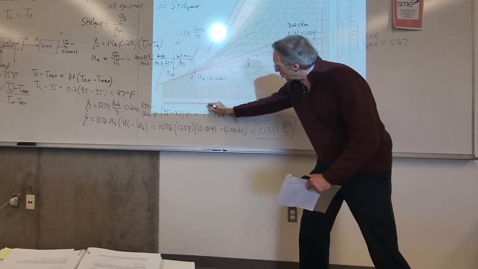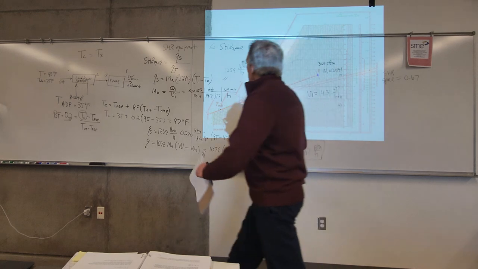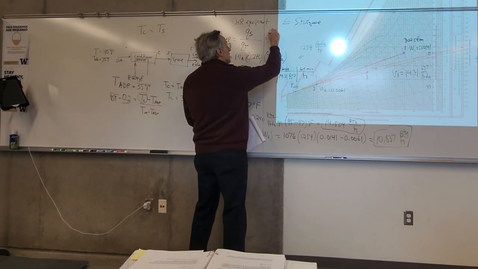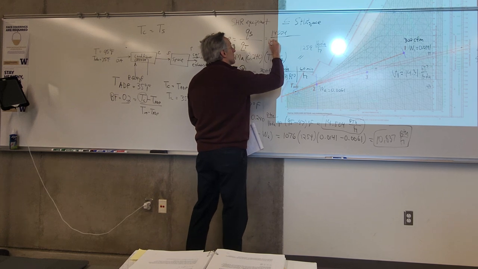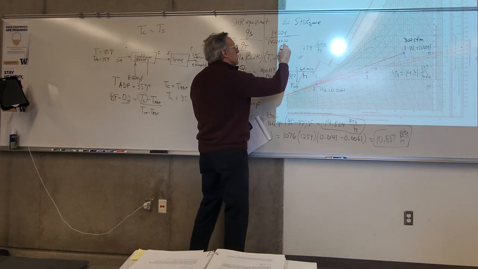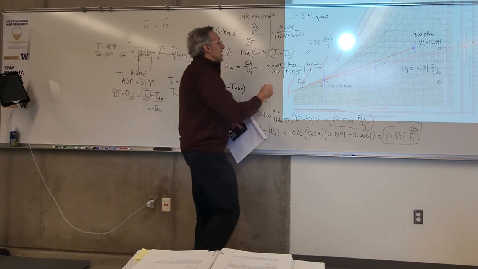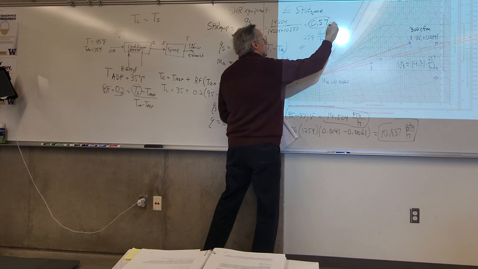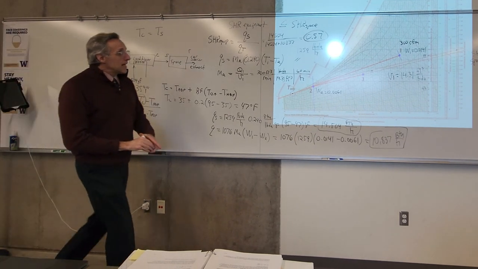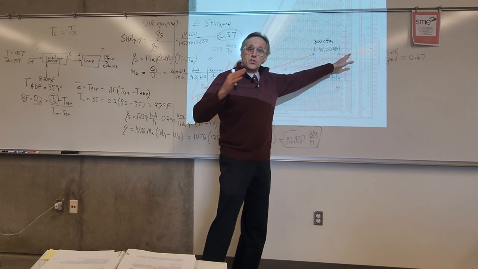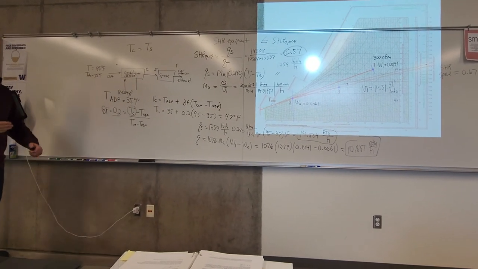So there's my latent, and there's my sensible. Which means my ratio is Q sensible, 14,504 BTU per hour, divided by 14,504 plus 10,837, equals 0.57. Okay, so that's our equipment sensible heat ratio, and it needs to be less than the sensible heat load on our space that we're cooling in order for us to meet both our dry bulb and humidity design goals.